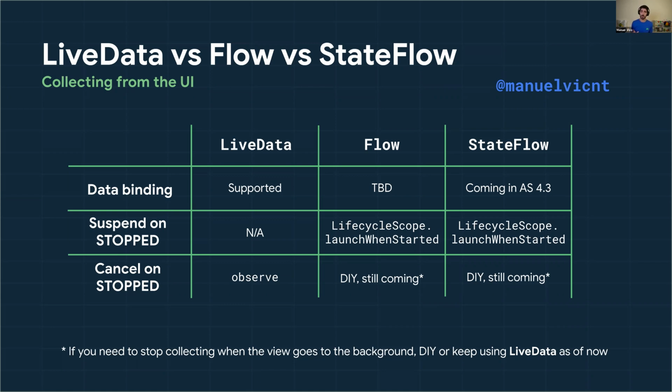So you have two options here. Either do it yourself, keeping track of all those collections and then canceling them when the view goes to the stopped state, or you can use LiveData in that case if you don't want to do it manually, or wait, because the team is working on an alternative for this. We know that this is a lack of operators or APIs from our side, from the coroutine lifecycle scope side. So the team is working on this as we speak, and hopefully we'll be sharing more news about this pretty soon. So that's for the suspending and the canceling behavior.